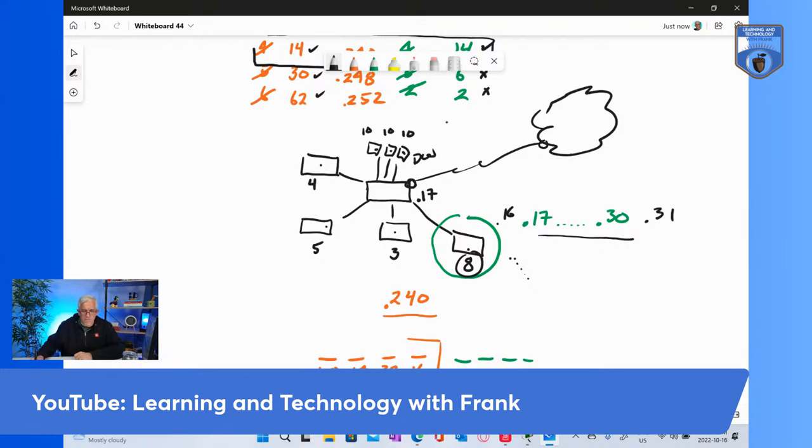Everybody would have the same subnet mask, which would be 255.255.255.224. And the default gateway for these hosts would be 17. The default gateway for these would be the next one that I assign, and so on. Okay, so there's an example of a couple of subnets with a class C.